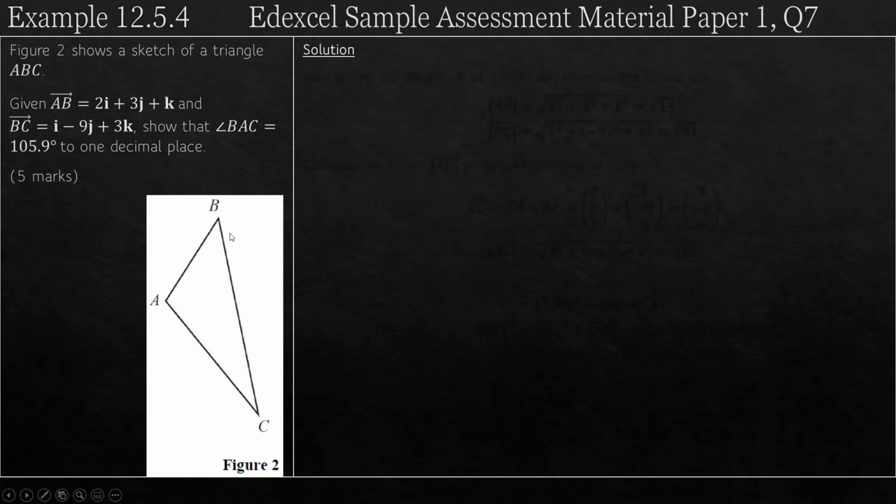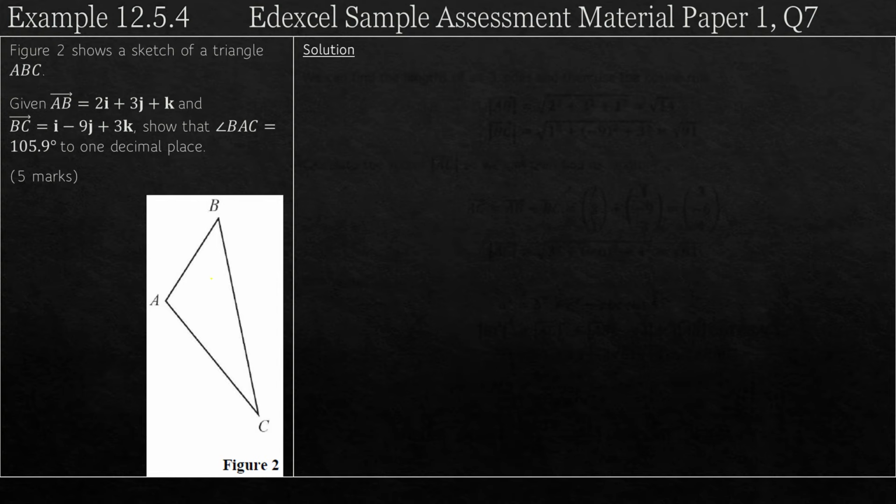In this example, we have a triangle ABC. We're given the vector AB and we're given the vector BC. Our task is to show that angle BAC is 105.9 degrees to one decimal place.